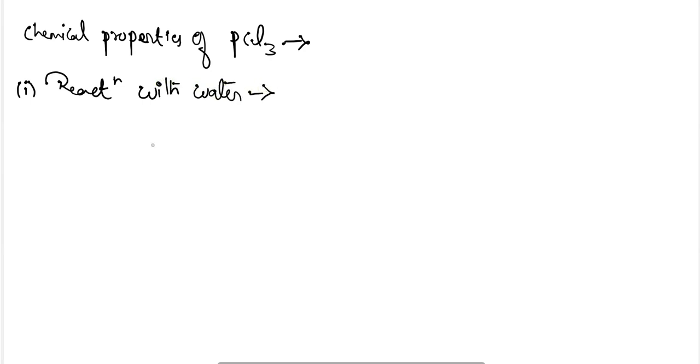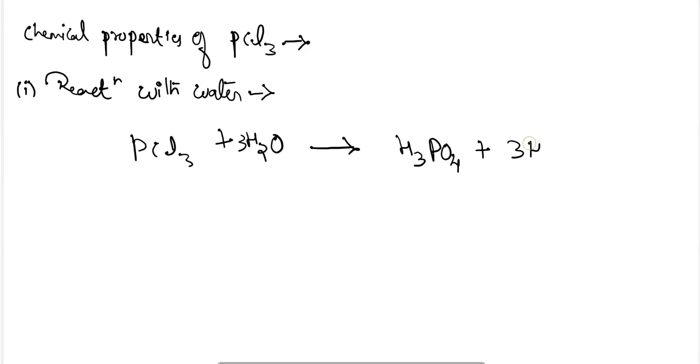So how does PCl3 react with water? PCl3 forms phosphorus acid when reacted with water. It fumes in moisture and reacts with water violently to form phosphorus acid. It generally does not react with water, but in its fuming state, in moist air, it reacts with water to form phosphorus acid.